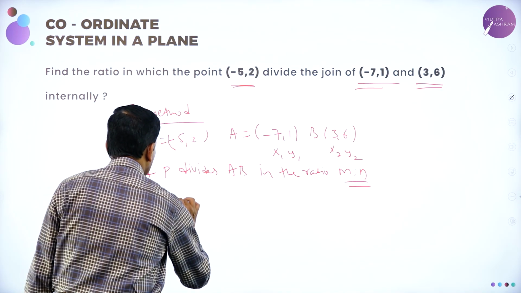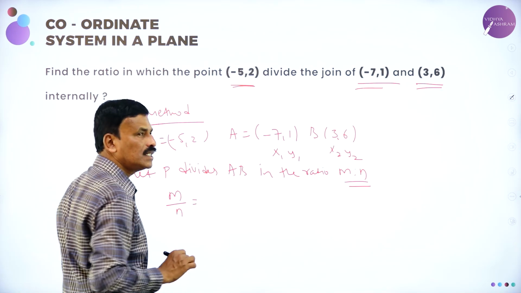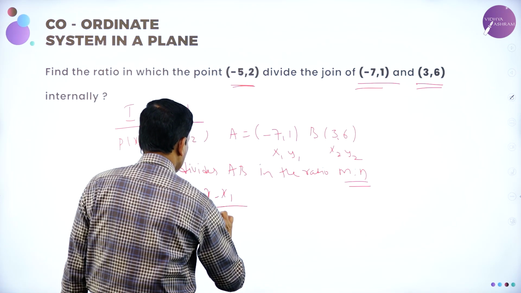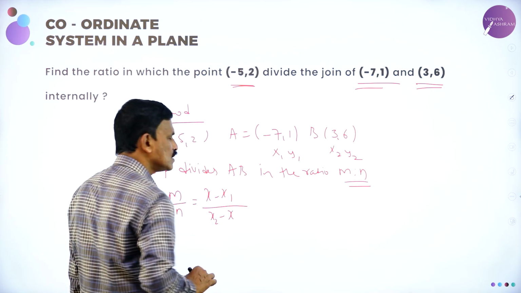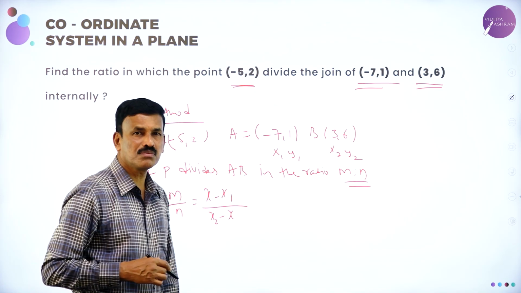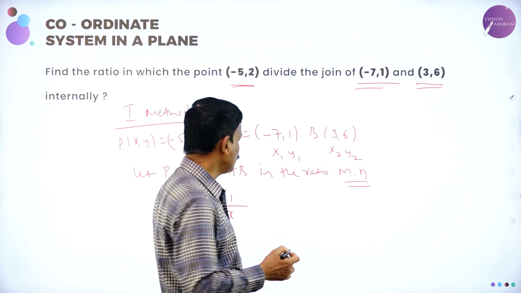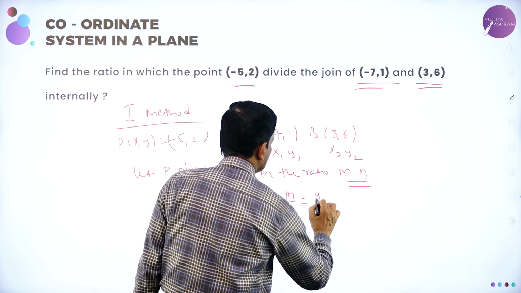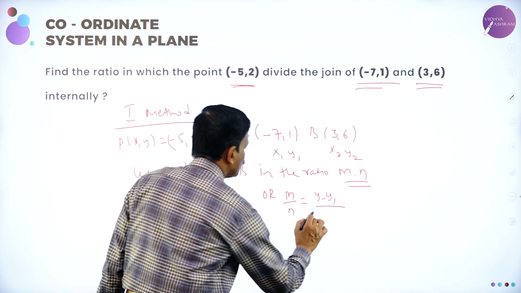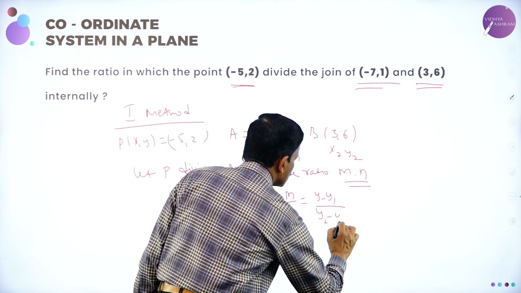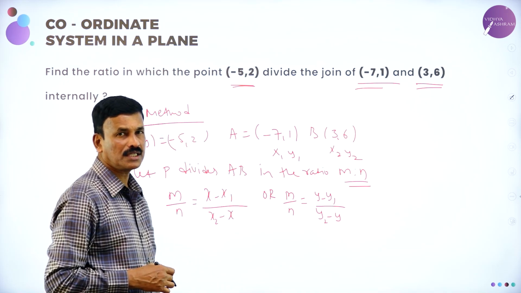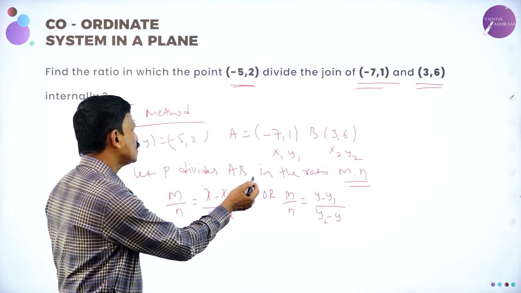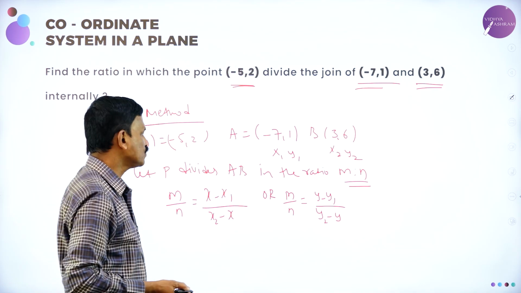Then we have the formula for m by n. m by n is equal to x minus x1 divided by x2 minus x. Or we can also take this formula: m by n also equal to y minus y1 divided by y2 minus y. This is also the formula we are going to use. So you can use m by n is equal to x minus x1 by x2 minus x, or m by n is equal to y minus y1 by y2 minus y.